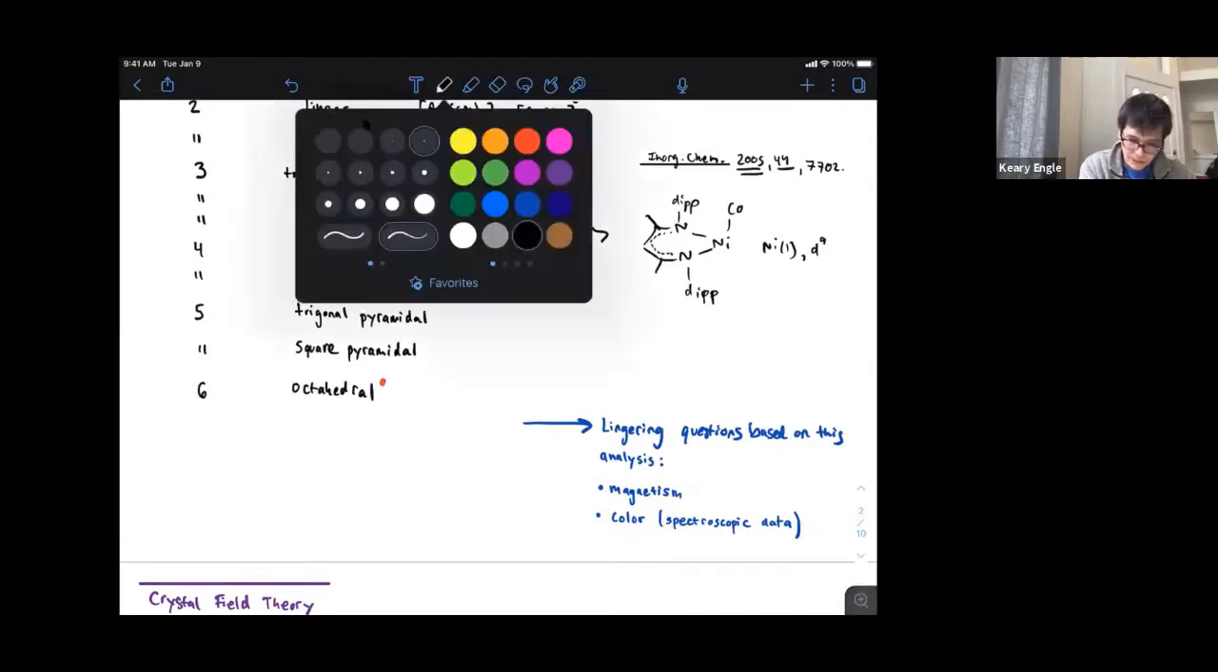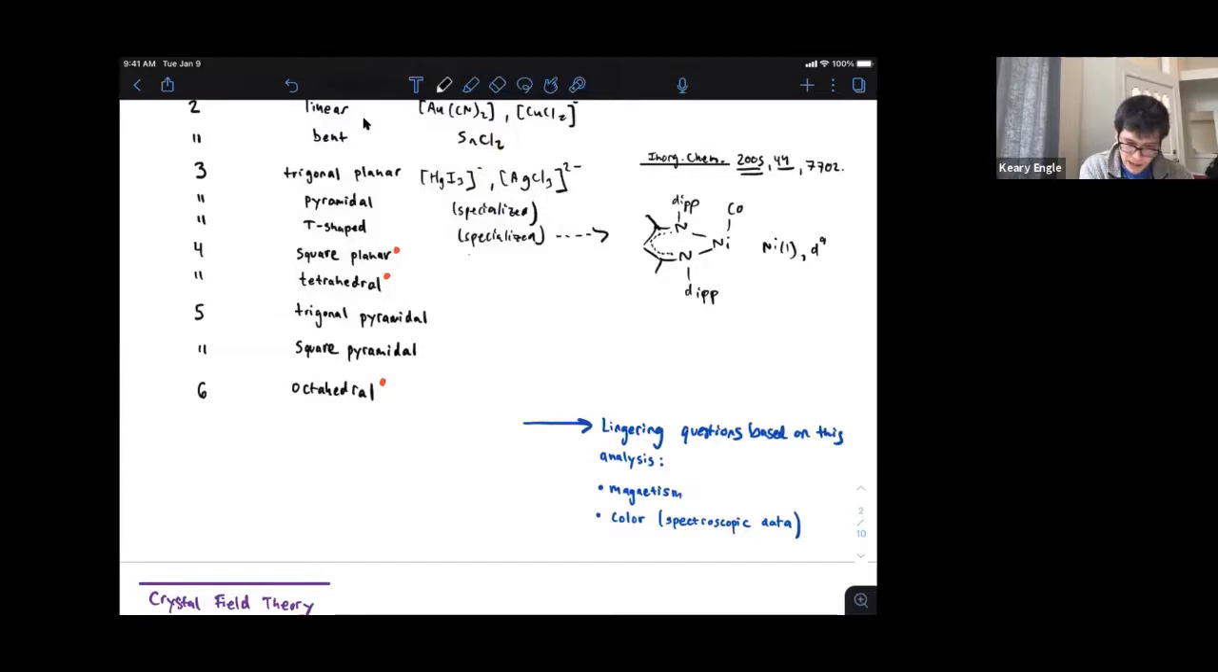Now, the three that I've highlighted here in bold are those that we're going to encounter most commonly in the class: square planar, tetrahedral, and octahedral. Let's give some specific examples. So Wilkinson's catalyst, palladium tetrakis, titanium chloride. Iron carbonyl is an example of trigonal bipyramidal. So five coordinate is another important coordination number, so we'll encounter this as well.